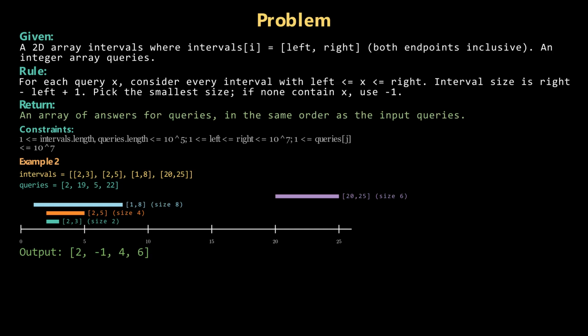Example 2, query 2 gives size 2 from interval [2,3]. Query 19 hits no interval, so -1. Query 5 uses interval [2,5], size 4. Query 22 uses [20,25], size 6. Output is 2, -1, 4, 6.